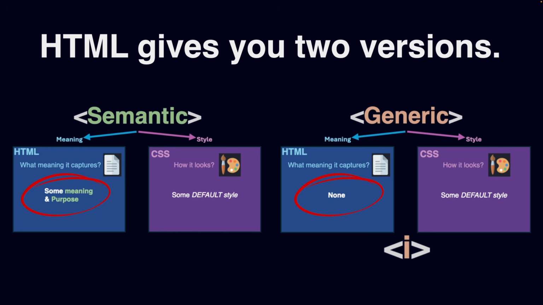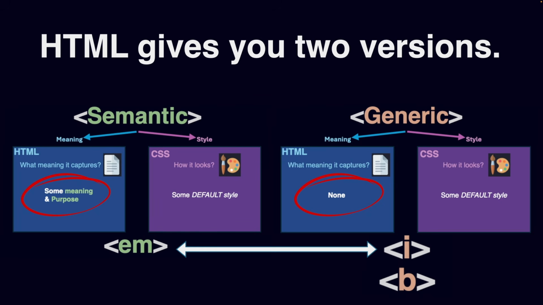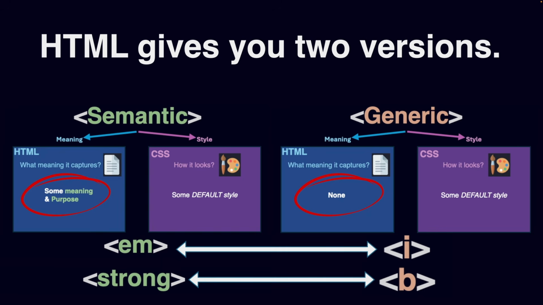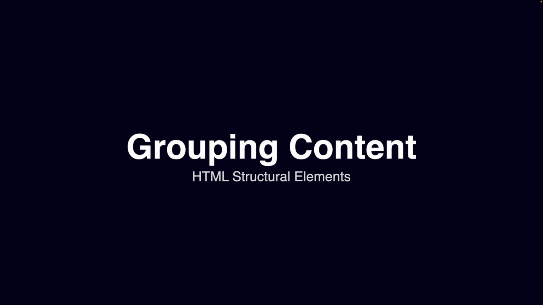It doesn't capture any meaning. And we have the EM tag, stands for emphasis, and that has a meaning and purpose. Both of them have the default style of being italic. Another example is the B tag, which doesn't capture any meaning, and the strong tag, which captures the importance. Both of them have a default style of being bold. Let's see more examples of this pattern by learning another group of HTML elements, which are structural elements. The elements that we use for grouping the content in a web page.